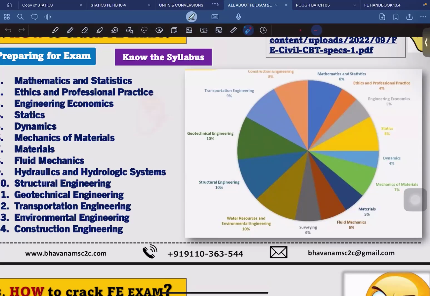And the pass mark varies from test to test. It actually works like a normalization. It is based on how your fellow participants have performed in the exam.